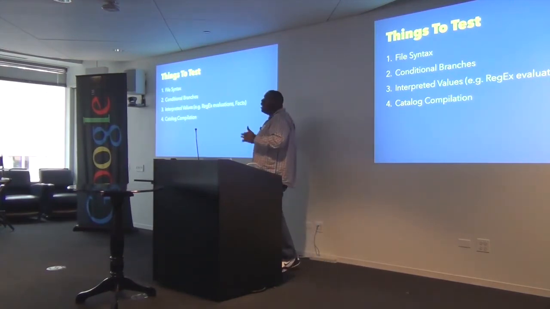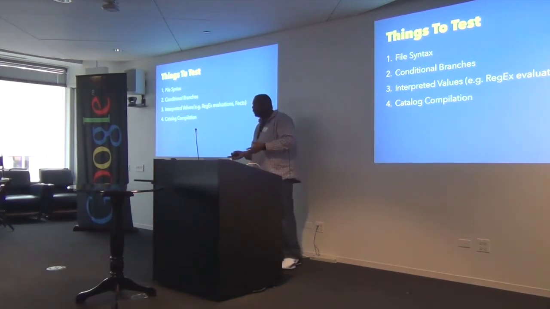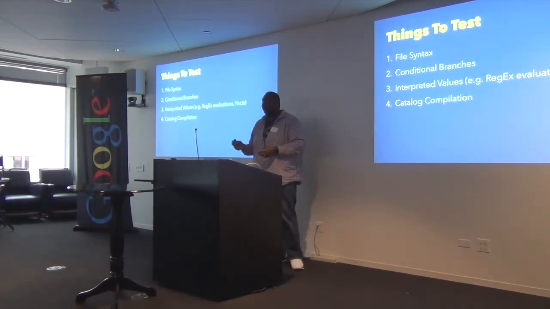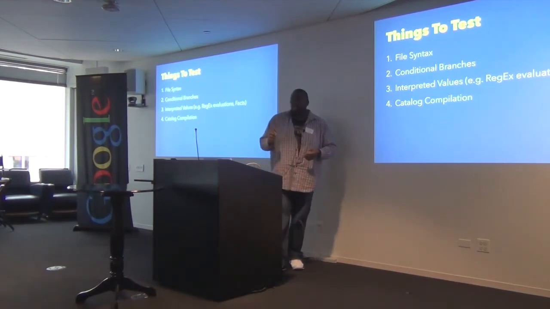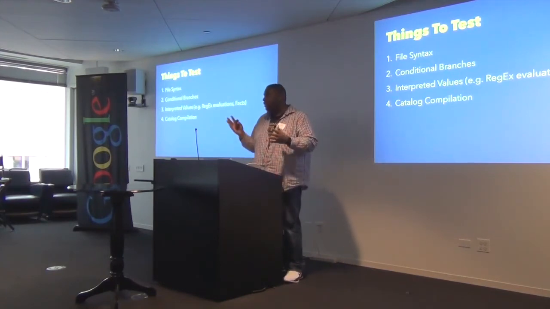And then every manifest should test catalog compilation. Does the catalog compile? Simple test. And it's nice because with RSpec, you can also override facts. So now you can make sure the catalog compiles for every combination or permutation of environments that you have, right?